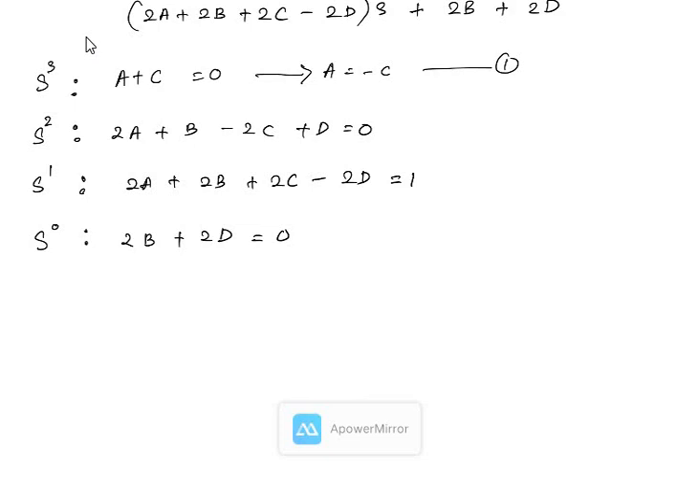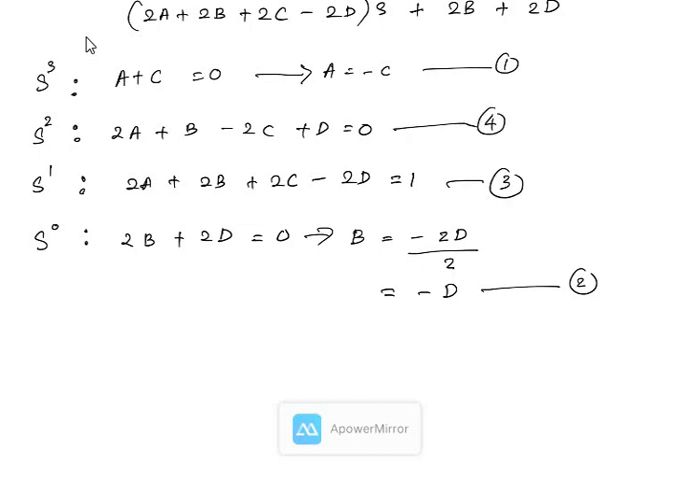Okay, for s power of 0 is easy because we can take out this one, which will become equivalent to b equal to negative 2d. We bring the 2d to the right hand side, so we have negative 2d divided by 2, so we have negative d. Then I assume this one is equation number 2, and then this one is equation number 3, and this one is equation number 4.